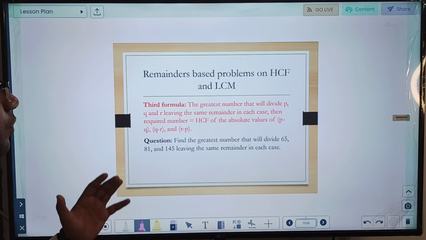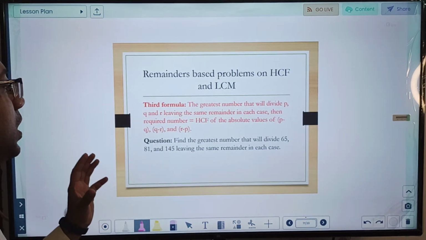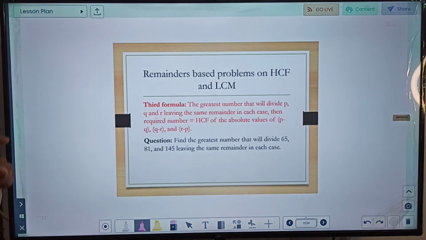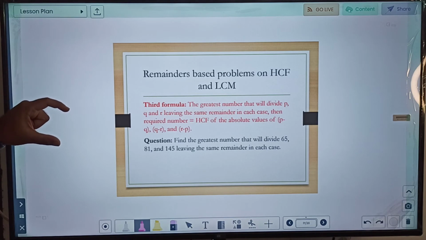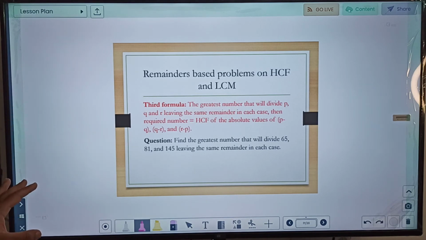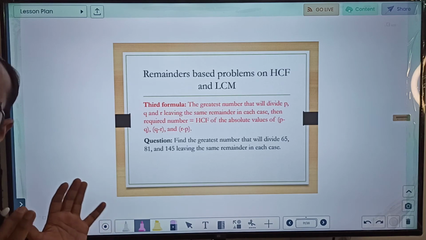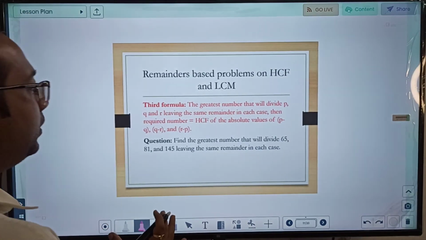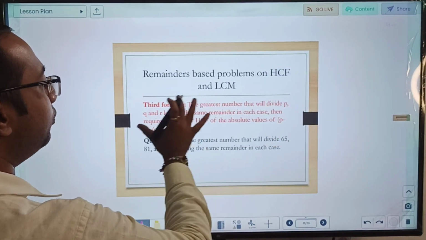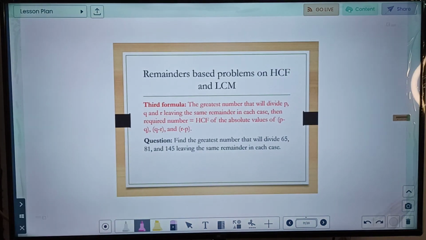What we need to do is find the HCF of the absolute values of the differences of these numbers. Here the remainder is not given to us, so we cannot subtract the remainder. We have to find the HCF of the absolute values of the differences of these three numbers. That is what we need to do. Let us take an example, through that it will be much clearer.